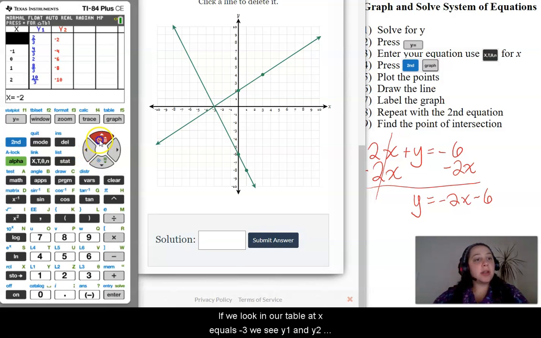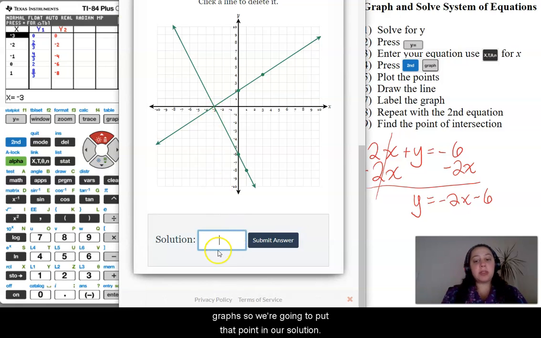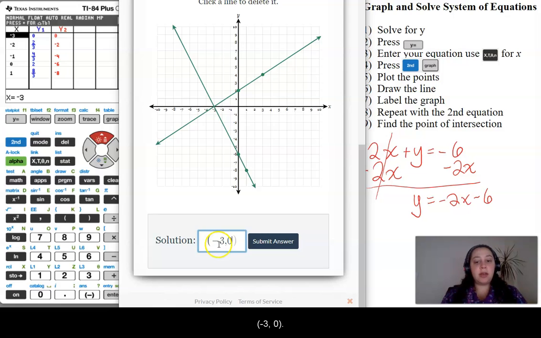And if we look in our table at x equals negative 3, we see y1 and y2 have the same values. This point is true for both the graphs. So we're going to put that point in as our solution. Negative 3, comma 0 in parentheses. Remember to always start with the x and then put the y.